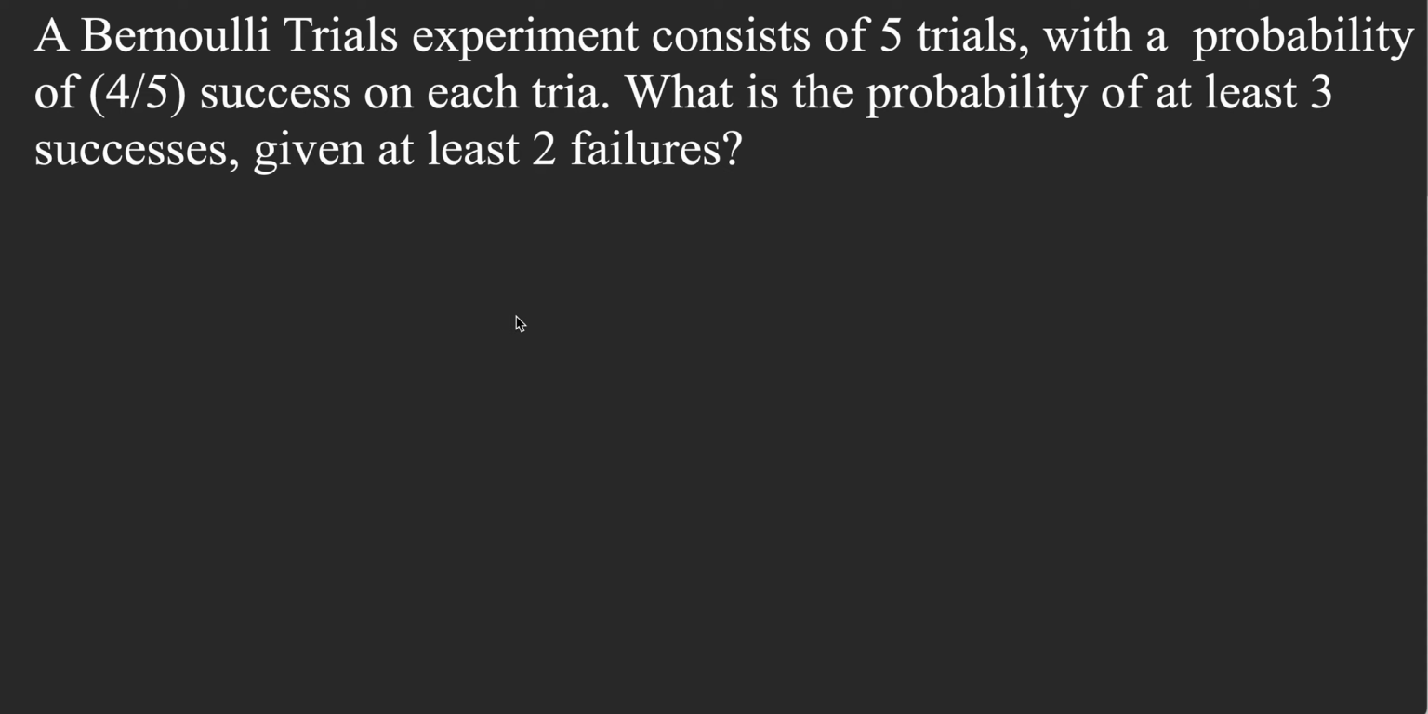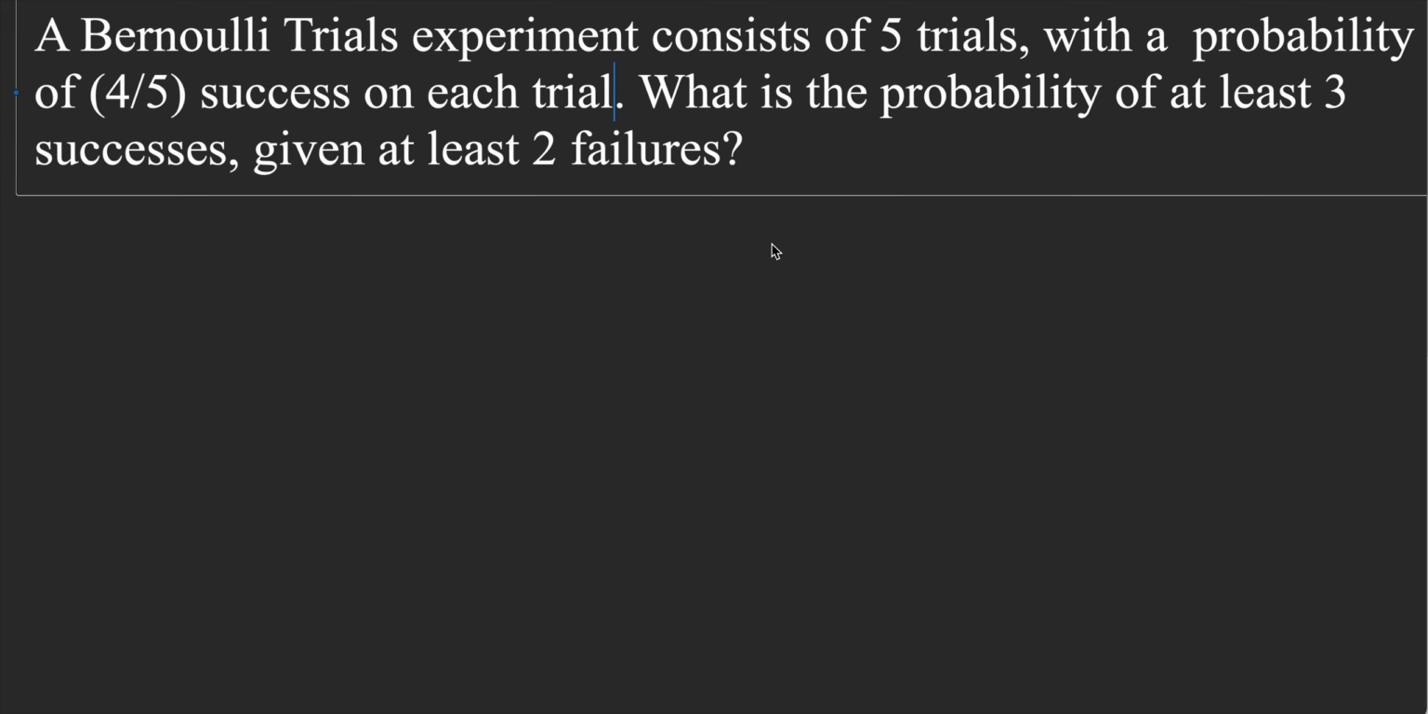Here we have a finite problem, and it says a Bernoulli trial experiment consists of 5 trials with a probability of 4/5 of success in each trial. That's supposed to say trial there. Let's see if we can't fix that. That looks a little better. What is the probability of at least 3 successes given at least 2 failures?